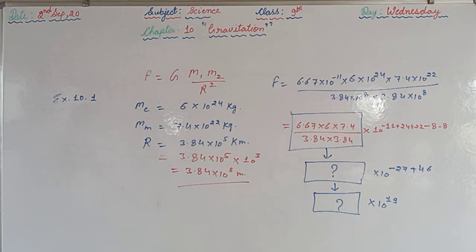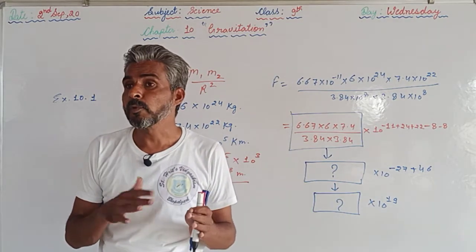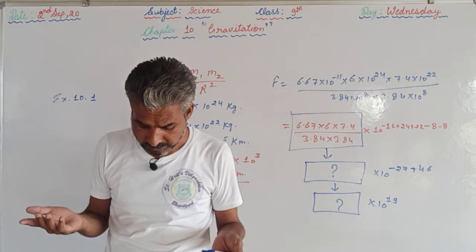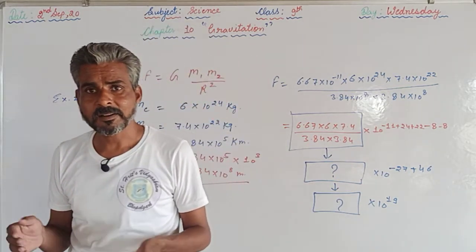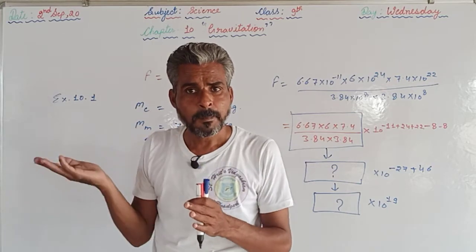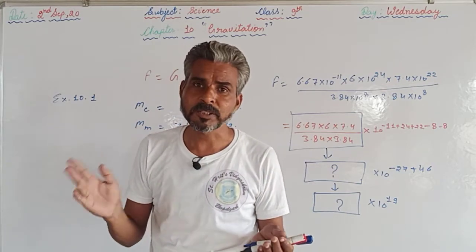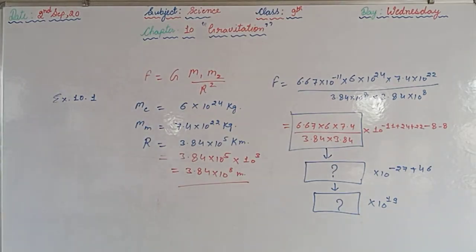Now on page number 134 itself the questions are given as in-text questions. State the universal law of gravitation. We have already stated the universal law of gravitation, that is, it states that if two objects have masses m1 and m2 and the distance between their centers is r, then the force between them will be directly proportional to the product of their masses and inversely proportional to the square of the distance between their centers. That is the answer of question number 1.